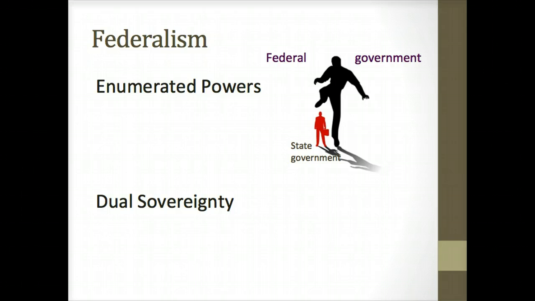As long as the federal government is acting within its enumerated powers, that is the case. Those enumerated powers include the power to tax, the power to regulate interstate commerce, which we'll look at in a minute, and other powers that are specifically listed in the Constitution. We also have the principle of dual sovereignty, where we have both state and federal government, but again, the federal government prevails.